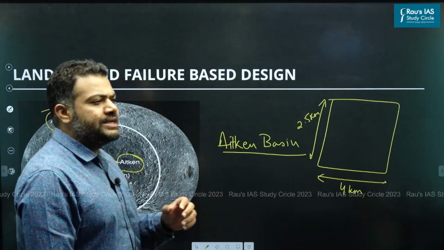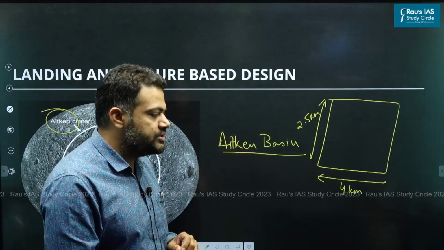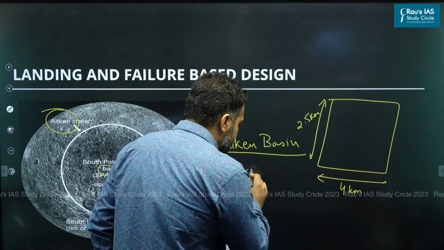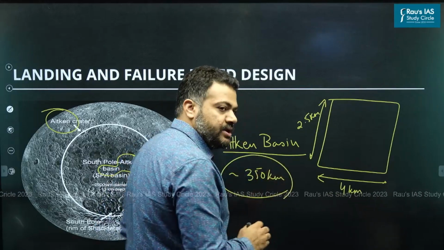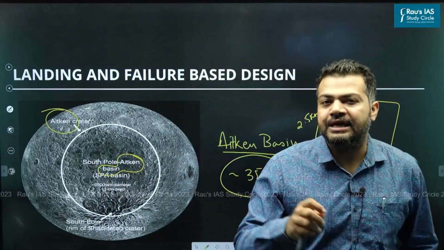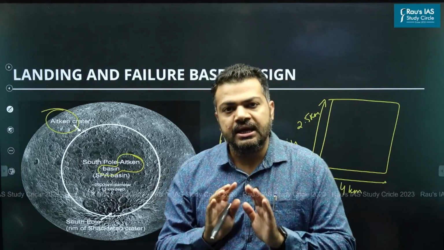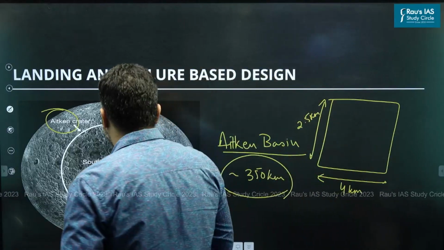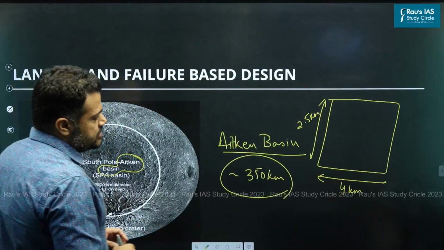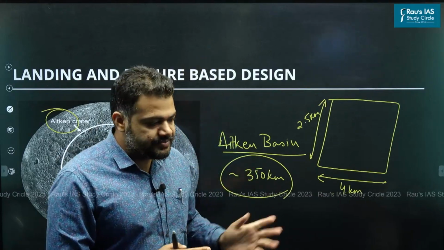If you want to know the current location of this Atkin Basin where we landed, it is somewhere around 350 kilometers away from the actual South Pole. So it is not exactly at the point of the South Pole, but in the nearby region, around 350 kilometers away from the actual South Pole, where we have been able to land. I hope you guys can understand this. So this is where the landing of Chandrayaan-3 happened.